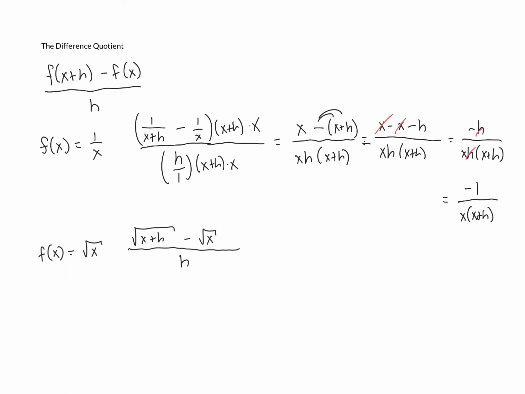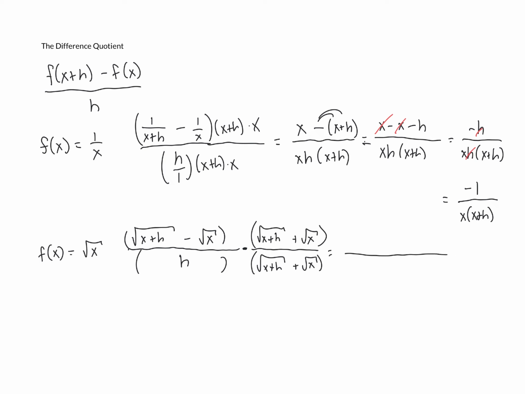What we're going to do is multiply the top and the bottom by the conjugate of what we have in the top. The conjugate of a difference is the same thing but with a sum. And so we're going to multiply this by the square root of x plus h plus the square root of x. And then the same down here, the square root of x plus h plus the square root of x.